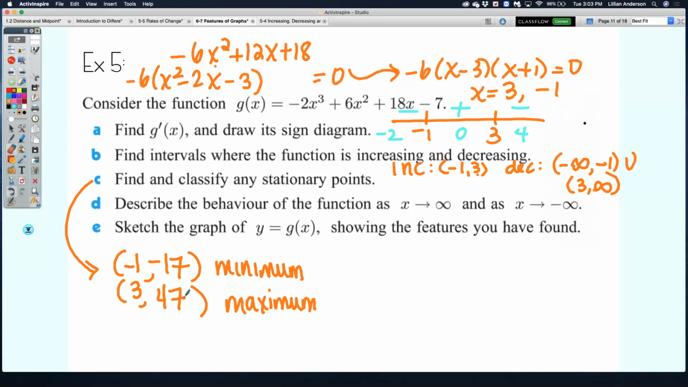Then part D says describe our end behavior. Okay, remember we're talking about limits, so it's basically saying as x approaches infinity of our respective function, which is g of x, not f of x, our graph is going to be what?